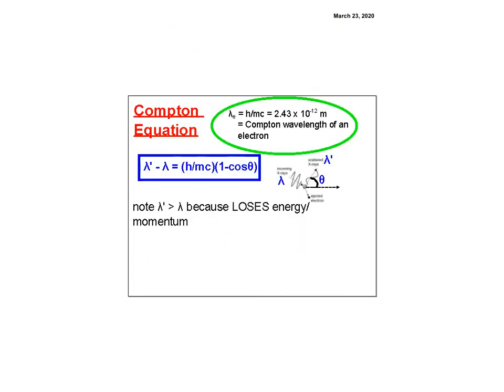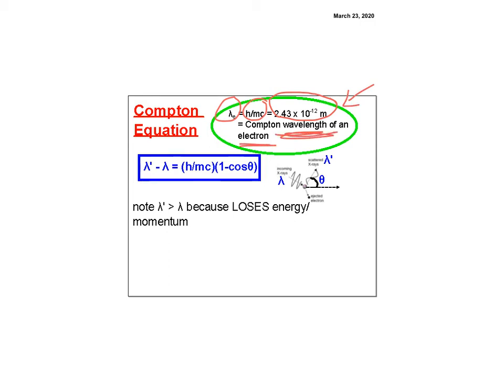And so the Compton equation, we have the lambda of an electron is given as h over mc, from that same equation, right? We rearranged lambda and mc. And so that's equal to 2.43 times 10 to the negative 12 meters. Not a number you need to memorize. It would be given to you if you needed it, but it's known as the Compton wavelength of an electron.